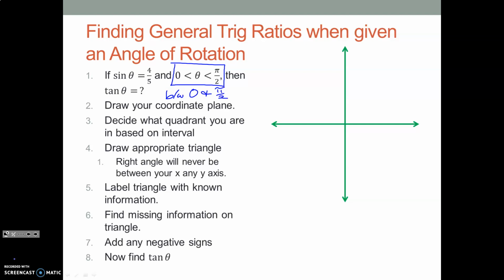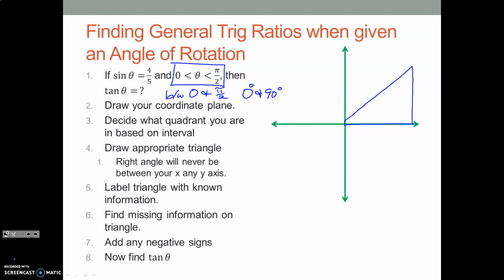Okay? Now, that's in radians. In degrees, that is saying that your angle is between 0 degrees and 90 degrees. So that means that this is the quadrant that I am working in. Now, since I don't know what my angle is, it's not as important to make sure that you draw a 60 degree or a 45 degree. So we're just going to kind of draw a triangle here.